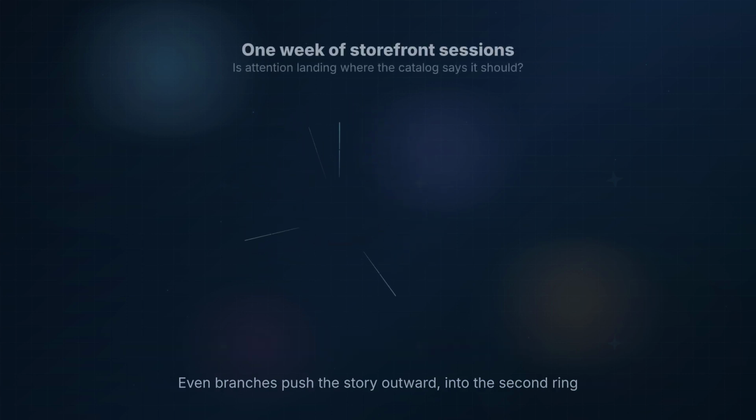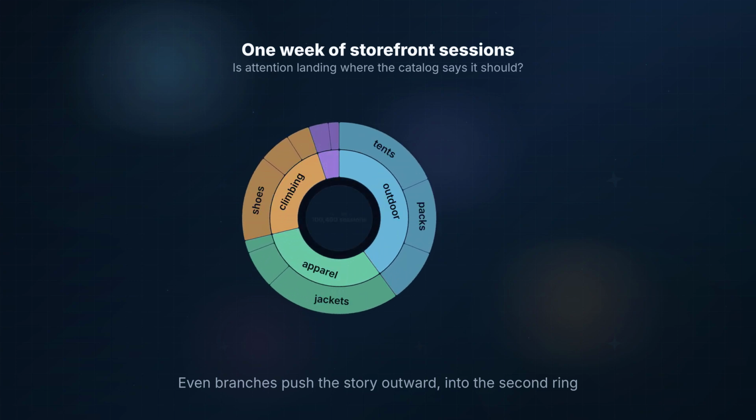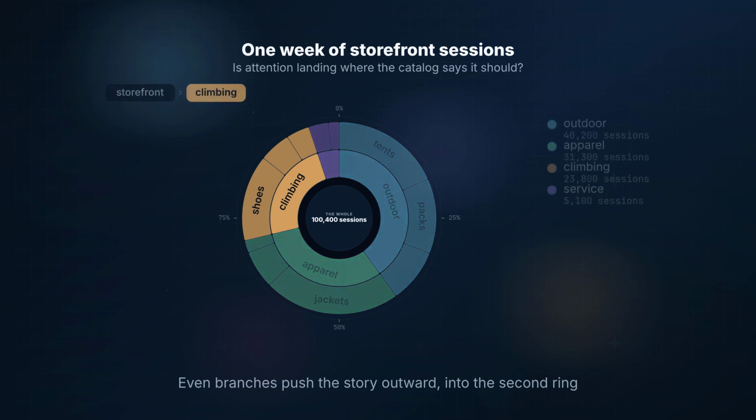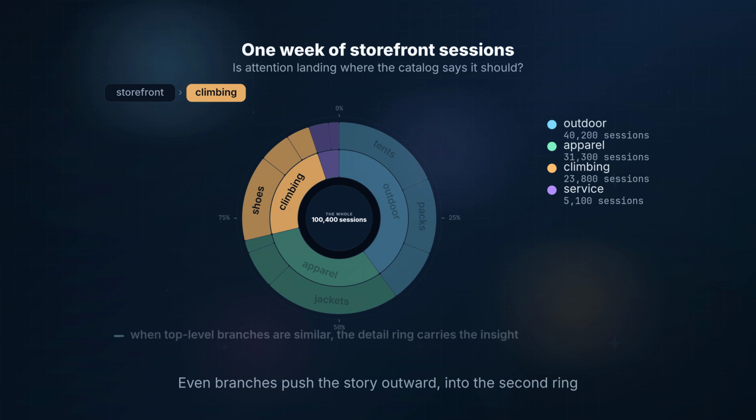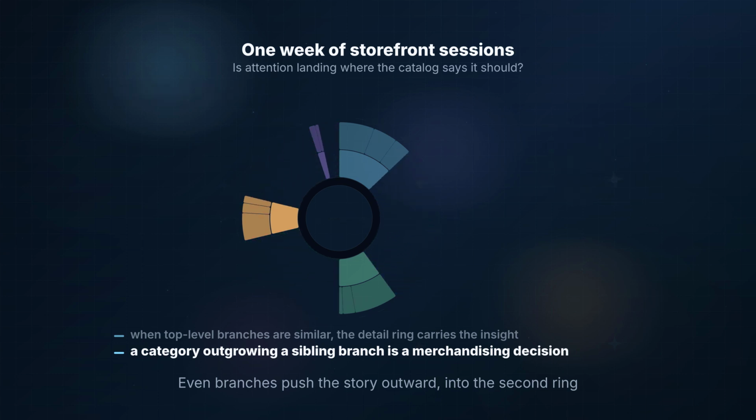A product catalog is a hierarchy whether anyone drew it or not, and analytics supplies the magnitudes. Here is 1 week of sessions across an outdoor equipment storefront. The 4 branches at the first level are close to even, which sounds boring and is useful because it pushes the story out to the second ring. Focus on climbing. It is the smallest product branch, and yet climbing shoes alone draw more sessions than the entire service branch, which is not something anyone spots in a table of 30 rows.